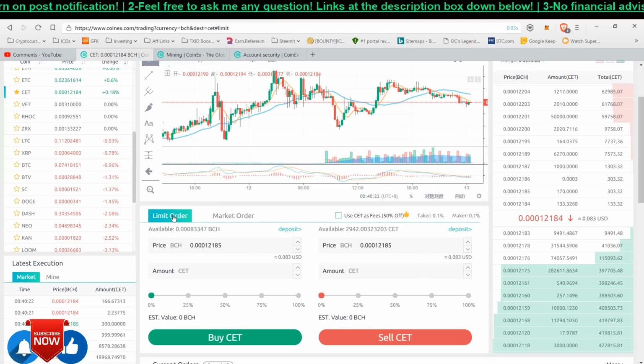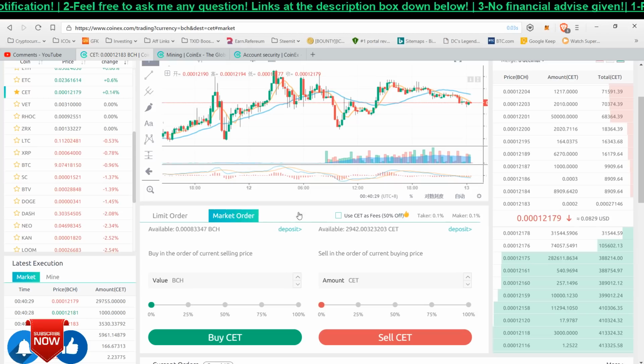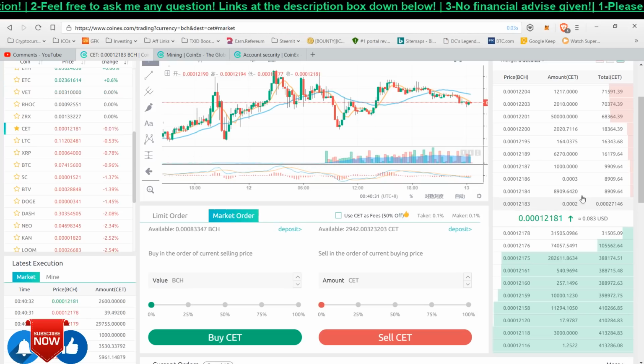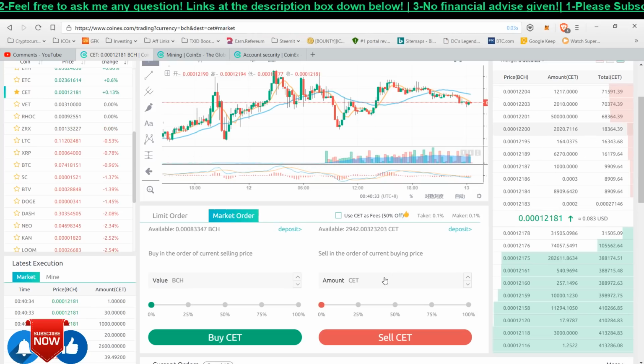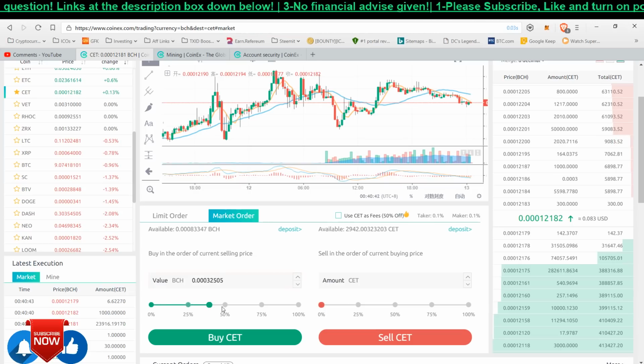So there's a limit order and a market order. A market order is basically just buying whatever people are listing over here. The red color zone is people selling their token. So you can just say you want to buy, and choose how many CET you're going to buy. You can just drag and say 100%.